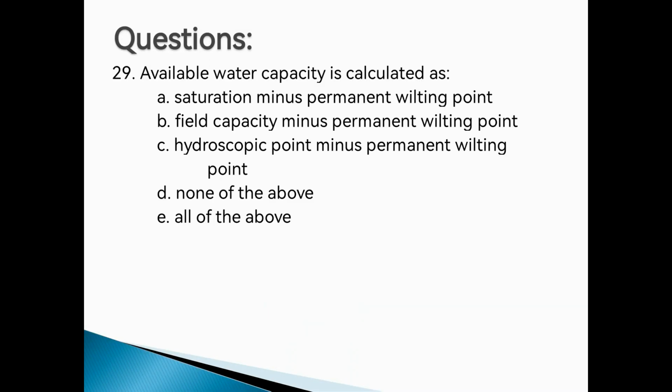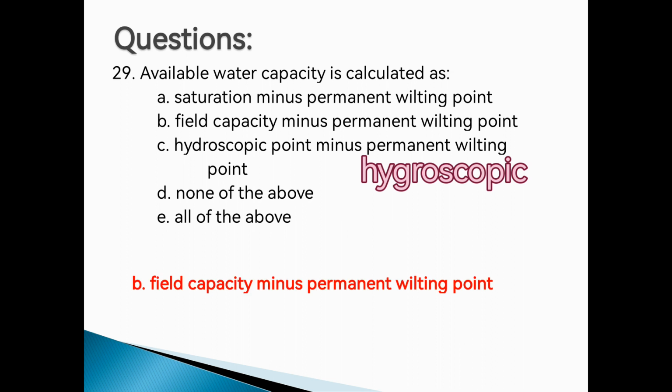Number 29. Available water capacity is calculated as: A. Saturation minus permanent wilting point. B. Field capacity minus permanent wilting point. C. Hygroscopic point minus permanent wilting point. D. None of the above. E. All of the above. The correct answer is B. Field capacity minus permanent wilting point.